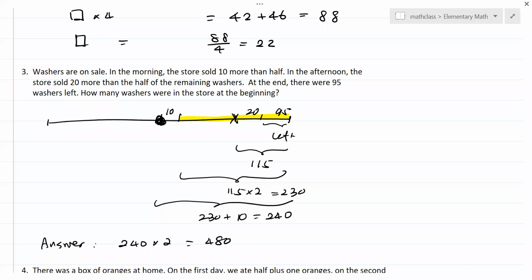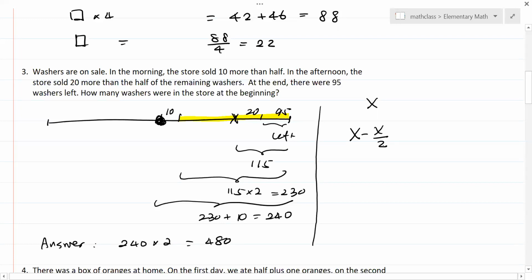So that's a picture. Now, if you really want to use the equation, it's not easy to do that, but I can show you the equation. That's why I keep the line here. So someday maybe you want to solve it this way. The original amount is denoted by x. In the morning, what is left? Half was sold, minus half, then minus 10. That is what is left in the morning. So that will be half of x minus 10. That's the first step.